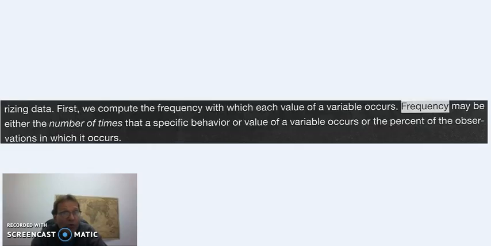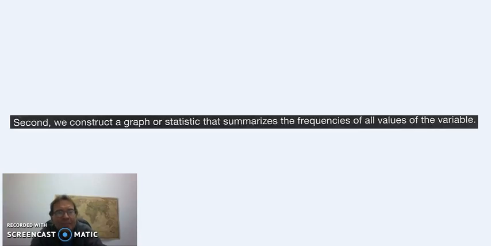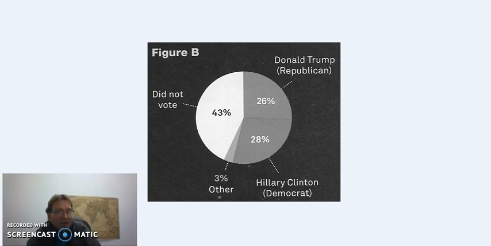Summarizing data. Communicating the information in a census or survey requires tools for summarizing the data. First, we compute the frequency with which each value of a variable occurs. Frequency may be either the number of times that a specific behavior or value of a variable occurs, or the percent of the observations in which it occurs. It's a number of times. Second, we construct a graph or statistic that summarizes the frequencies of all the values of the variable. And in this example here, we show a pie chart with the percentages or the number of times that people voted for those four variables. Either Hillary Clinton, Donald Trump, they didn't vote, or they voted for another party candidate.